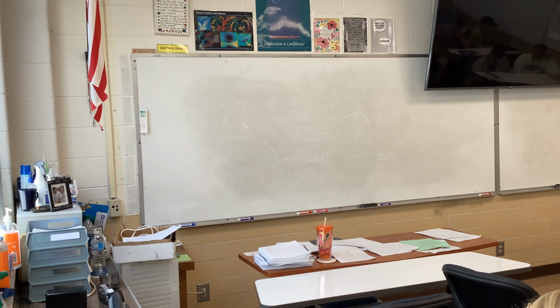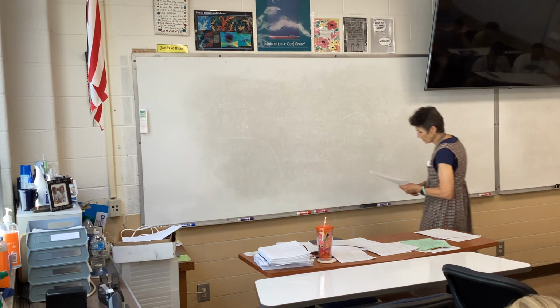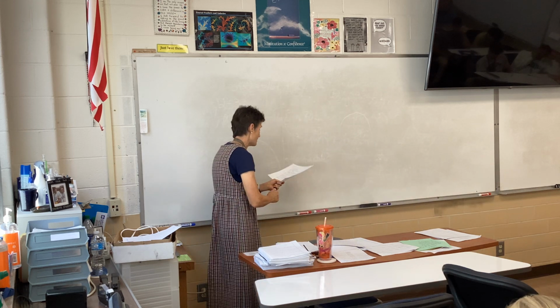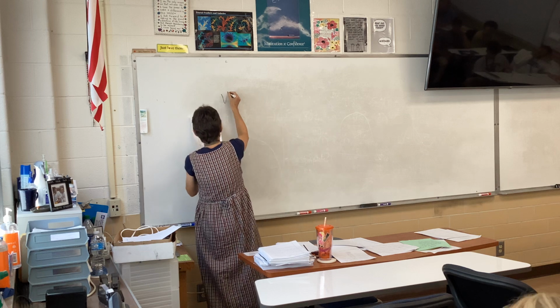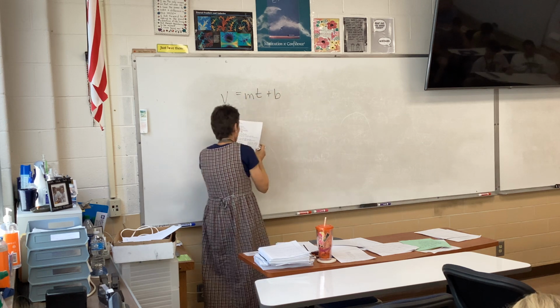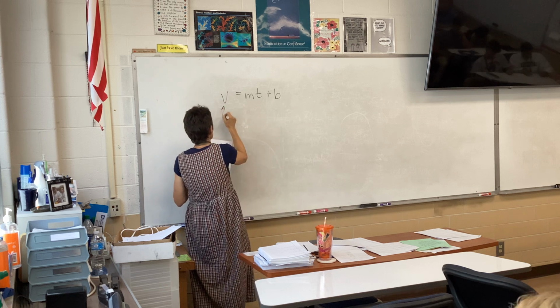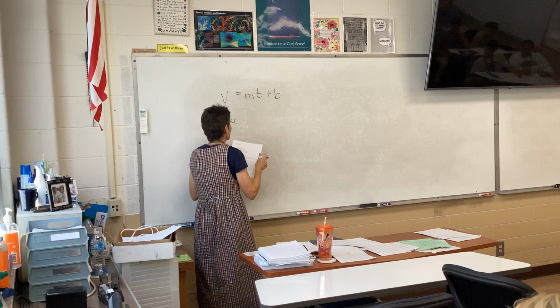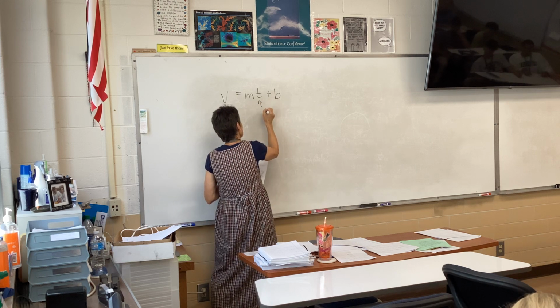All right, Mr. Knoll bought a bicycle. I love Mr. Knoll. I miss him so much. 5 years ago, it cost $237. The bike is now worth $92. The equation V equals MT plus B models the value of the bike as a function of time in years.